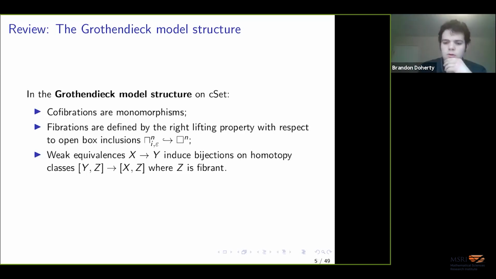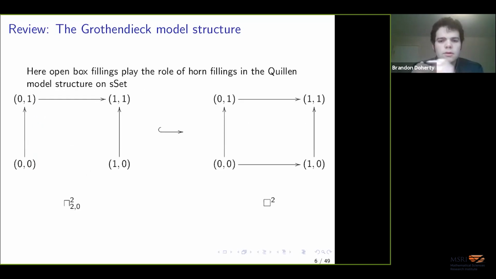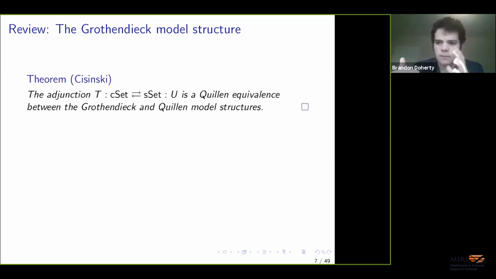Where homotopy classes here are defined in terms of the geometric product, defined by taking the geometric product with box 1, the natural interval object for that model structure. So what happens there essentially is that open box fillings play the role of horn fillings in the Quillen model structure. So we'll want some kind of similar construction that will be analogous to inner horn fillings for our cubical Joyal model structure. And we have this theorem, which is, I believe, due to Cisinski, which states that the triangulation functor and its right adjoint form a Quillen equivalence between the Grothendieck model structure on cubical sets and the Quillen model structure on simplicial sets.